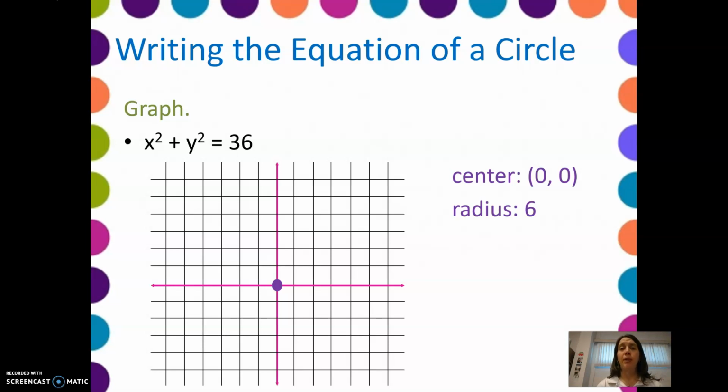Notice on the Cartesian plane, I've already gone ahead and plotted where that center is. I put it right at the origin of our Cartesian plane. Now, since the radius is 6, I can go in any of my directions, right, left, up, or down, a distance of 6.